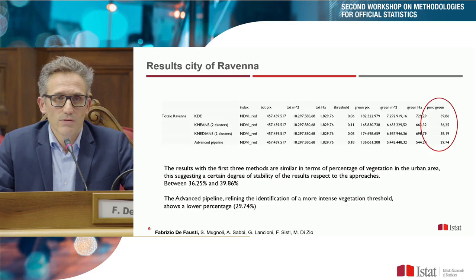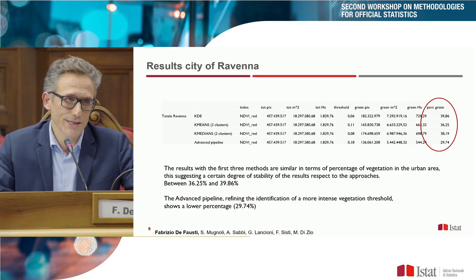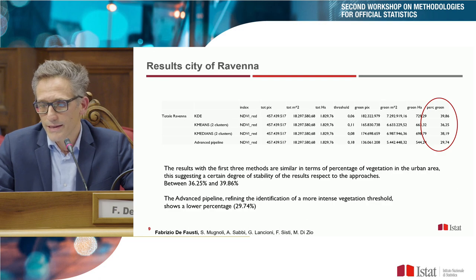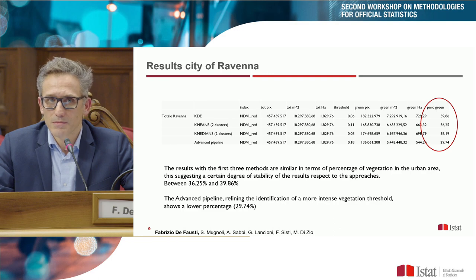The result for the city of Ravenna: we applied the four methods, k-means, k-medians, and the others. In the last column, we can see the percent of green calculated. We can see the first three methods have similar results in terms of the percent of vegetation, between 36% and 39-40%. Okay. The last method, the advanced pipeline, redefining the identification of a more intense vegetation threshold, shows a lower percentage. Okay.